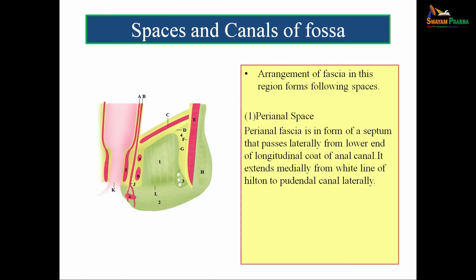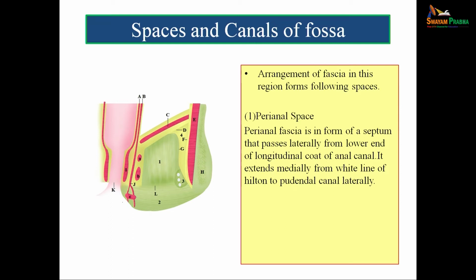The perianal space is represented by 2 in the figure. We had previously concentrated on 1, the ischioanal space. Now, this perianal space has a perianal fascia, which is represented by L in the figure. L is separating the ischioanal fossa from the perianal space, and it represents the perianal fascia. It is a septum that passes laterally from the lower end of the longitudinal coat of the anal canal. Now, where is the longitudinal coat of the anal canal?